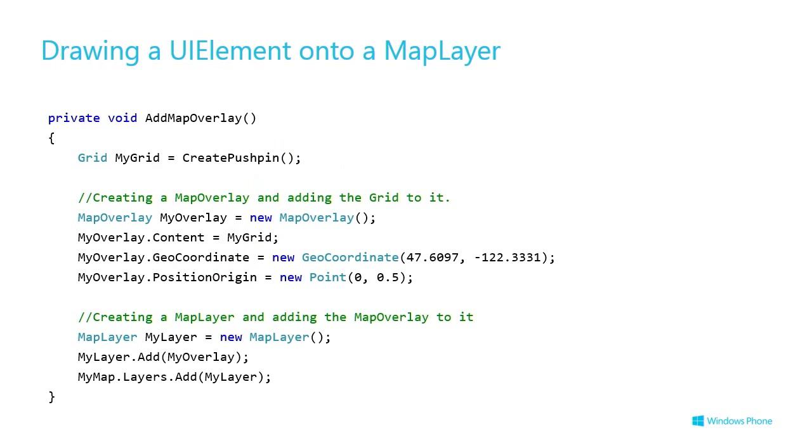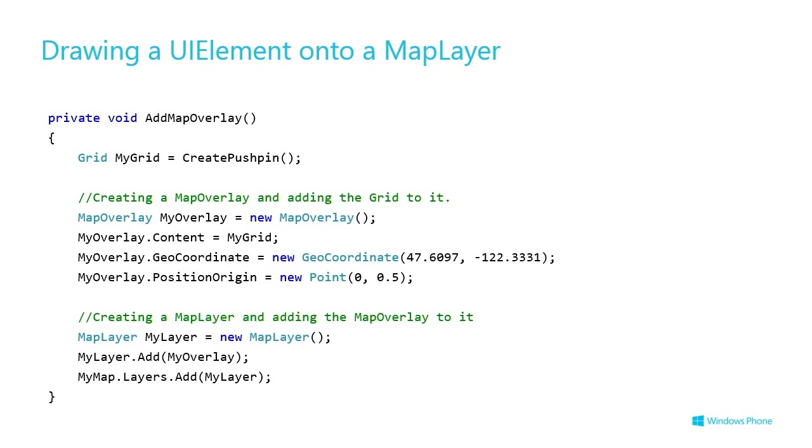And then this is how you would actually add a pushpin to the map. So you call that create pushpin method I just showed you, which gives you back this custom grid with that rectangle and polygon in it. You then new up a map overlay object, and you set the content of that map overlay object to our custom pushpin object. Then you set the geo-coordinate and the position origin of that map overlay. So this is where it's going to be drawn onto the map.